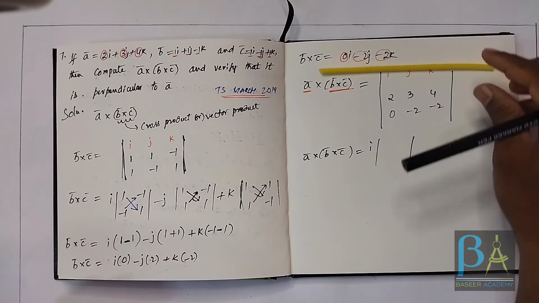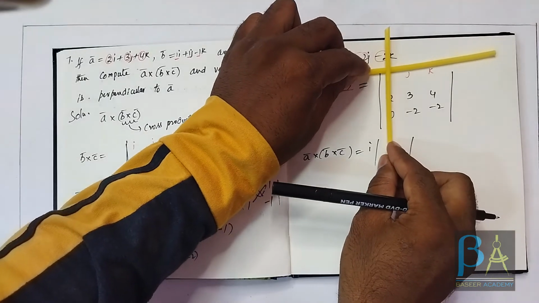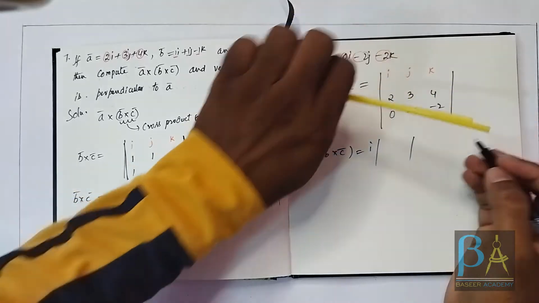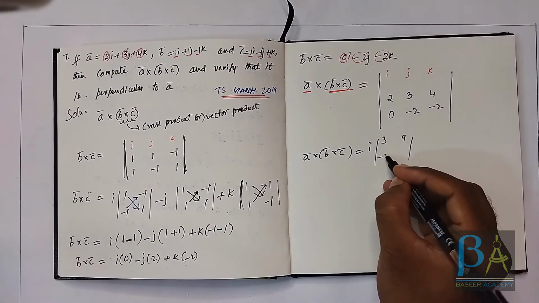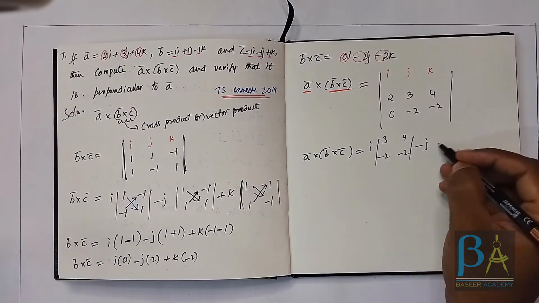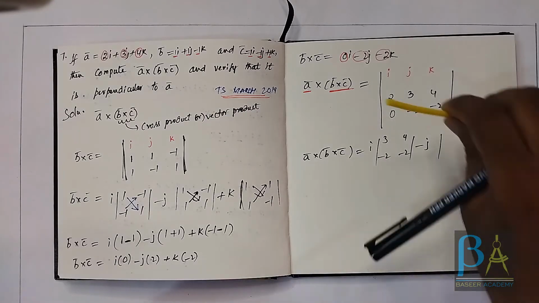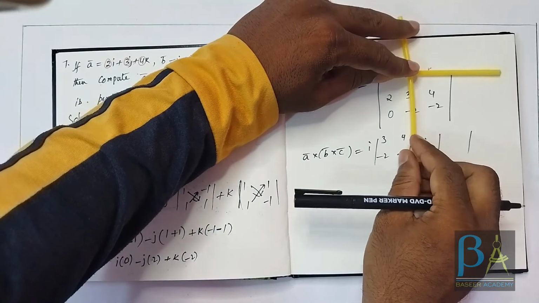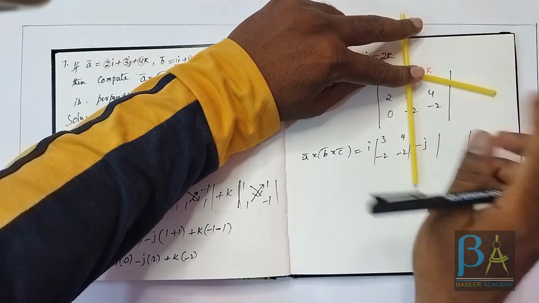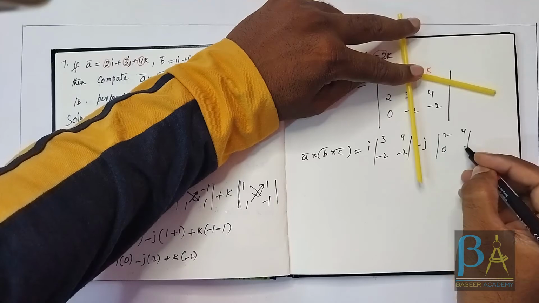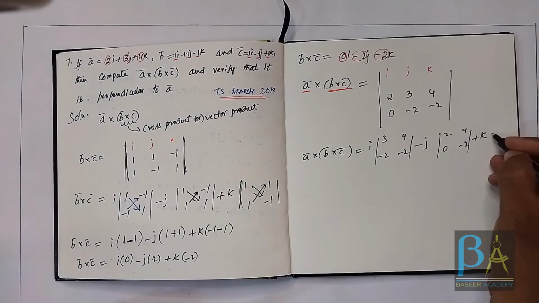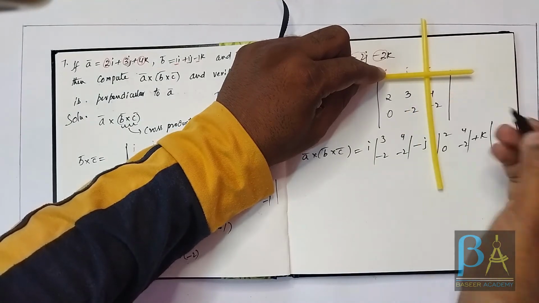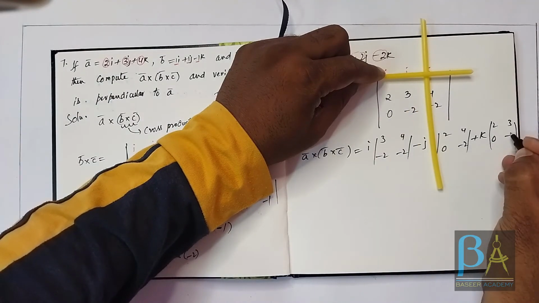If I choose a row and a column so that the lines meet at i, I am left with these 4 numbers: 3, 4, minus 2, minus 2. And then if I choose a row and a column such that they intersect at j, I'm left with 2, 4, 0, minus 2. And then let me target k here. If I target k here, you get 2, 3, 0, minus 2.